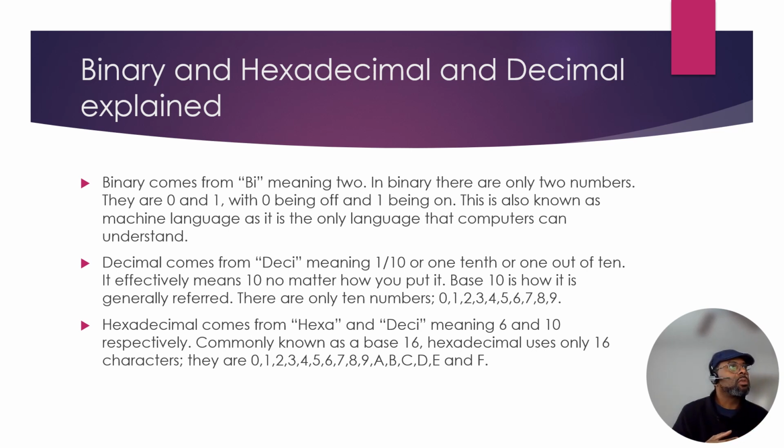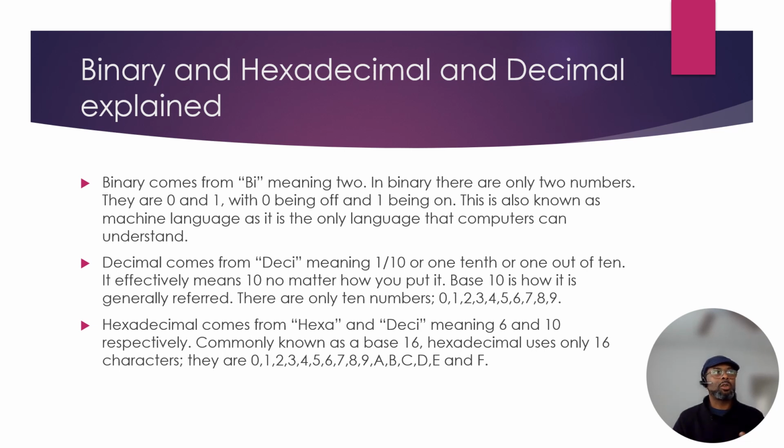Decimal comes from the term deci, meaning 1/10 or 1 out of 10. Either way, it effectively means 10, no matter how you put it. So base 10 is how it's generally referred, and there are only 10 numbers, 0 through 9.